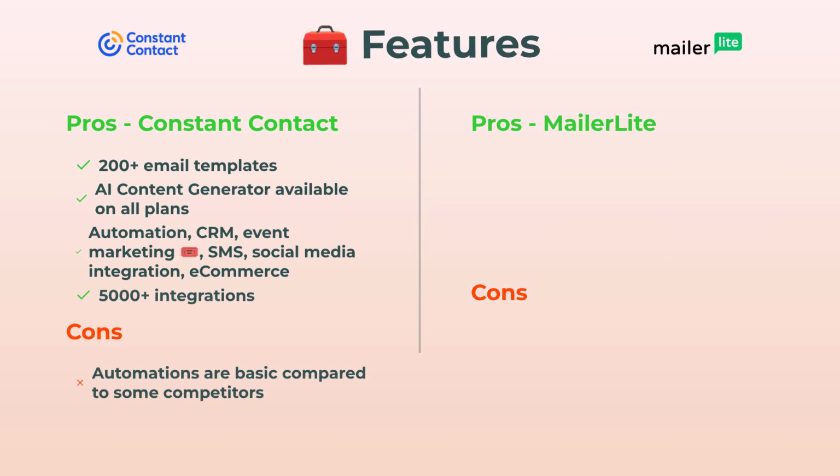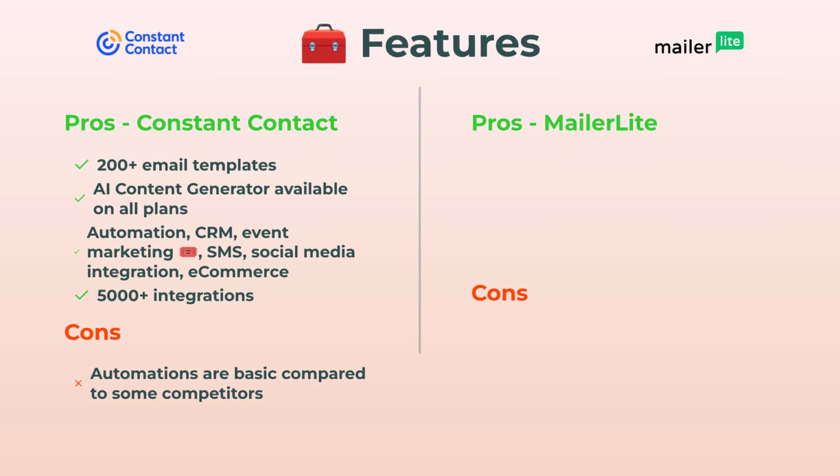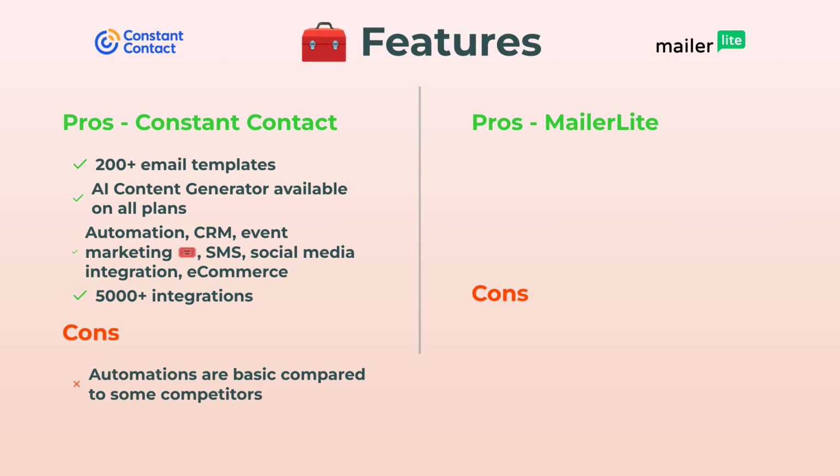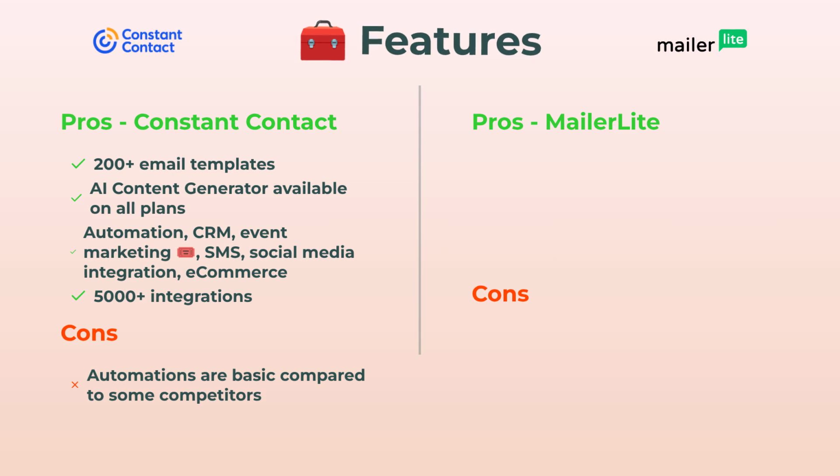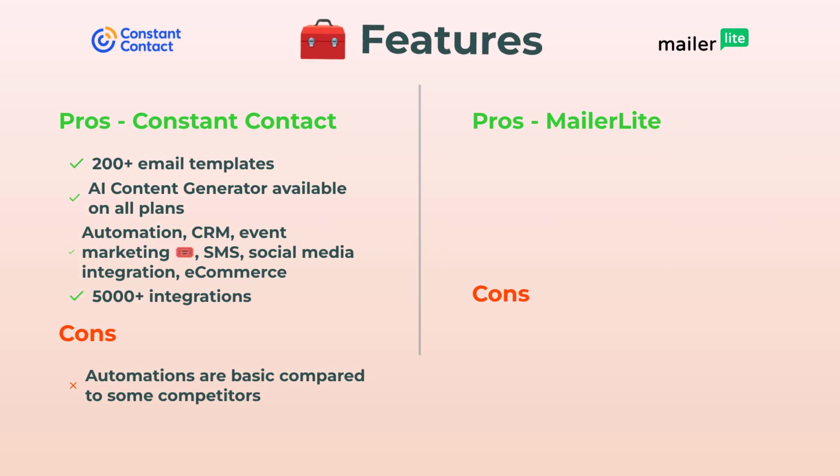And this is where Constant Contact really flexes. We're talking over 200 email templates, an AI content generator that's available on literally all plans, and a seriously stacked lineup. Automation, CRM, event marketing, even SMS and social integration. Plus, get this, over 5,000 integrations. The only thing is, the automations feel a little basic when you get deep.